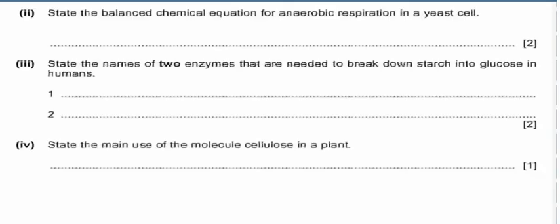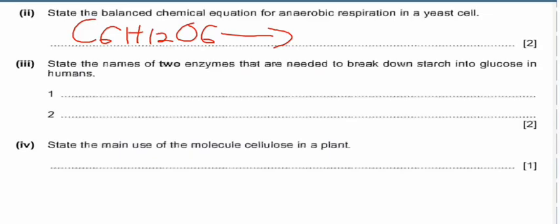State the balanced chemical equation for anaerobic respiration in yeast. So anaerobic respiration in yeast, glucose is going to be broken down. Glucose is C6H12O6. And then what is going to be produced here? It is alcohol, specifically ethanol. So ethanol is C2H5OH, plus carbon dioxide, which is CO2.